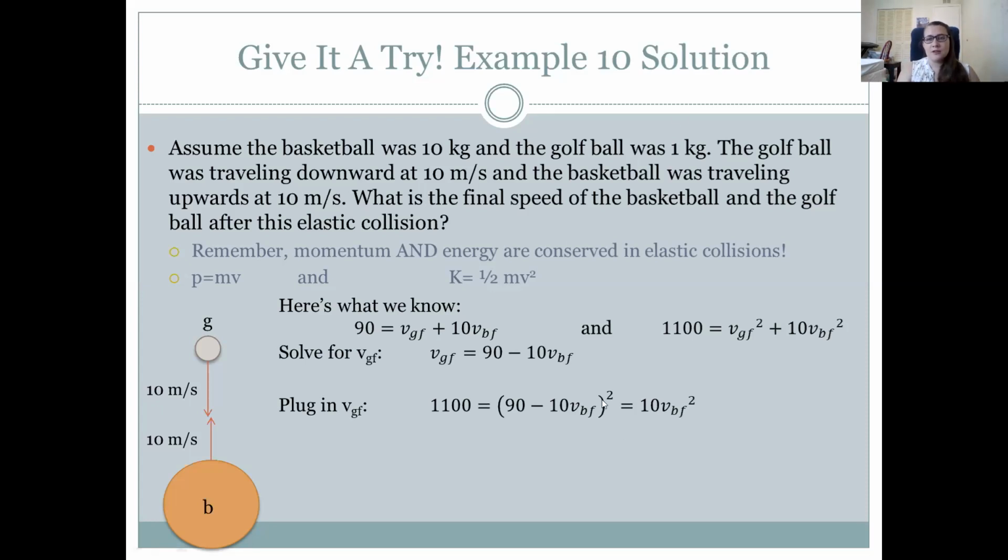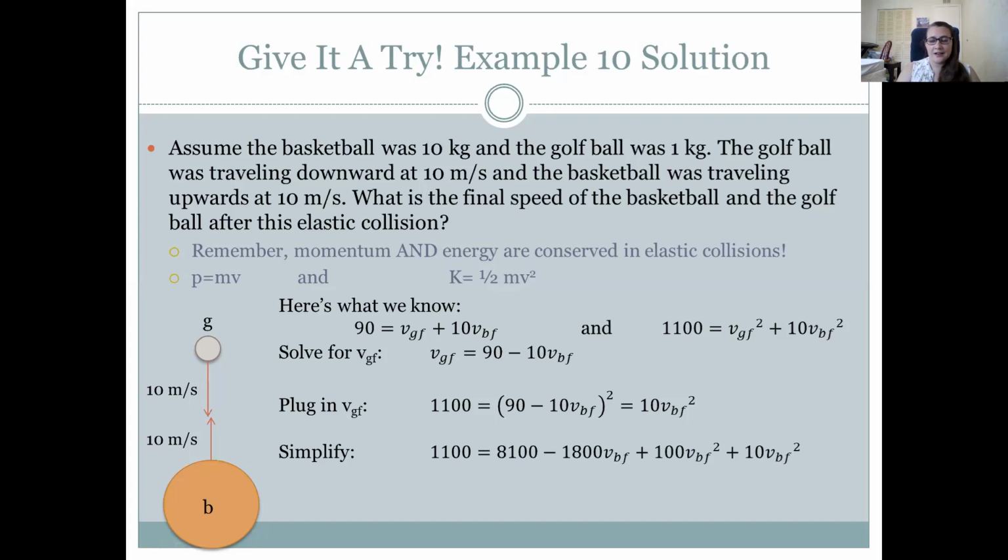I'm sorry, there's a typo there. This should be plus 10 VBF squared. My bad. So when we go through that math and square that whole term, this is our result: 1,100 equals 8,100 minus 1,800 VBF plus 100 VBF squared plus 10 VBF squared.